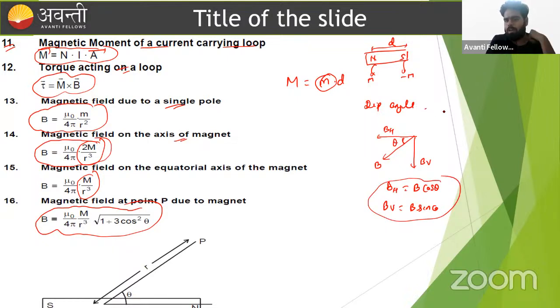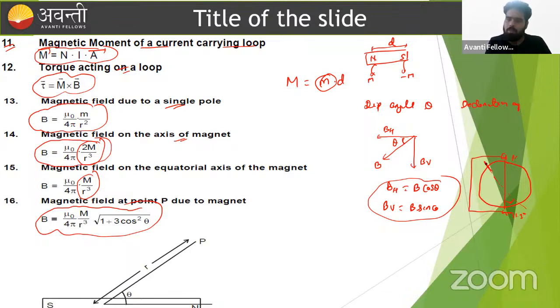The next is, beta, what is the declination angle? For the declination angle, suppose this is our earth, and this is the geographical north and this is the geographical south. We know that our magnetic north and magnetic south are oriented at some angle, that is 11.3 degrees. Okay, beta.